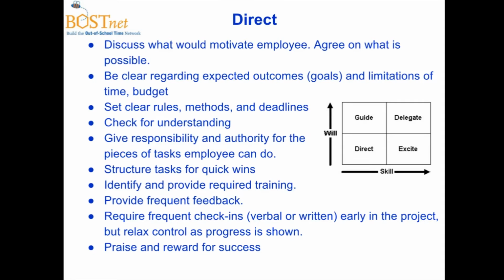So it might be that they're really having a hard time with different pieces, but you know that if they can run a tag game for 10 minutes, those 10 minutes are great. It's once things start spiraling out of control after 10 minutes that it gets tough for them. So ask them to run tag for 10 minutes and then you're going to step in. So give them that quick win. You're also going to provide a lot of feedback and check-ins to make sure that they're doing well, but relax control as progress is shown because if they have low will, you want to make sure they're not too overbearing. And as always, praise and reward for their successes.